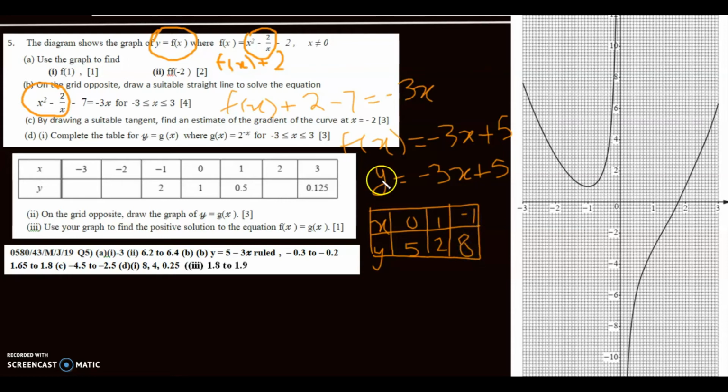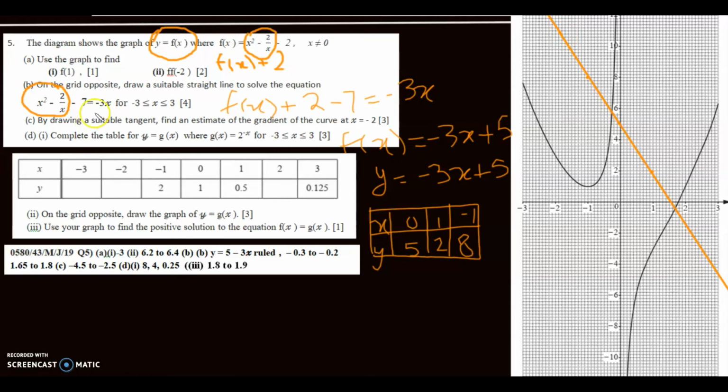So now I'll plot these points. 0, 5 is here, 1, 2 is here, and then minus 1, 8 is here. Join these with a straight line. So you get a line like this. Extend it completely throughout your graph.